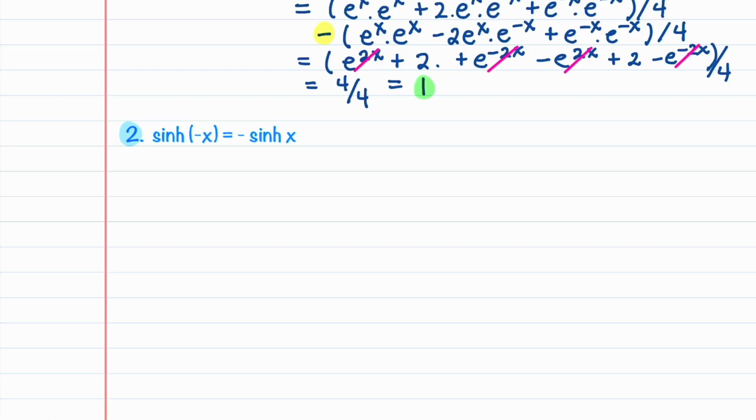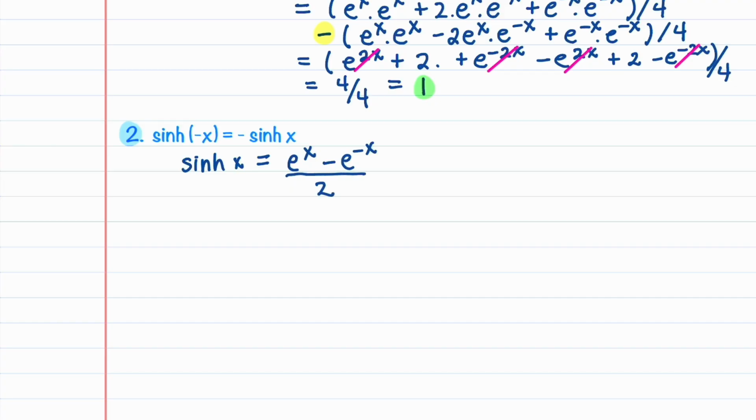Let's now look at number 2. We need to prove that sinh of minus x is equal to minus sinh of x. Let's start with the definition. We know that sinh of x is equal to e to the x minus e to the minus x, all divided by 2.